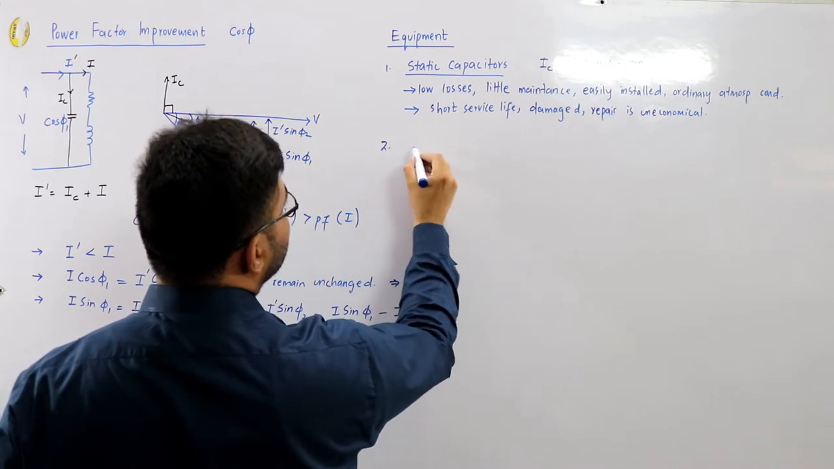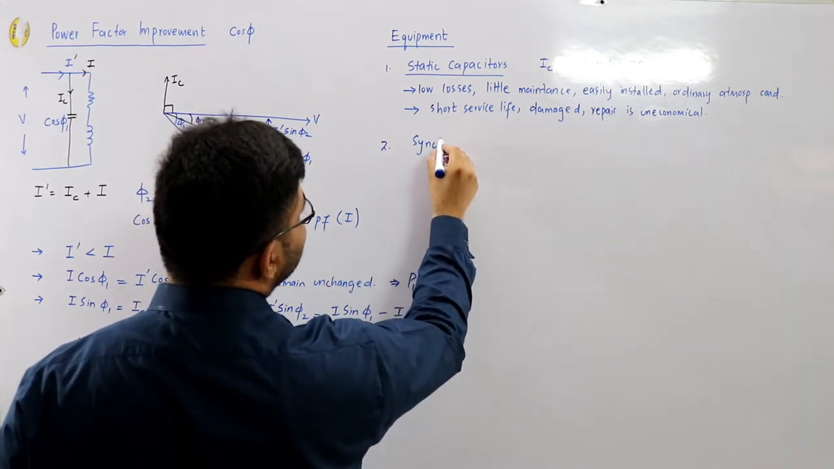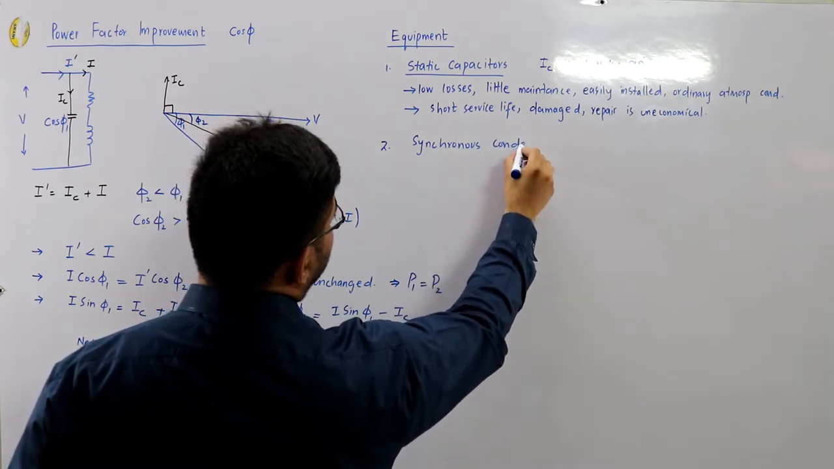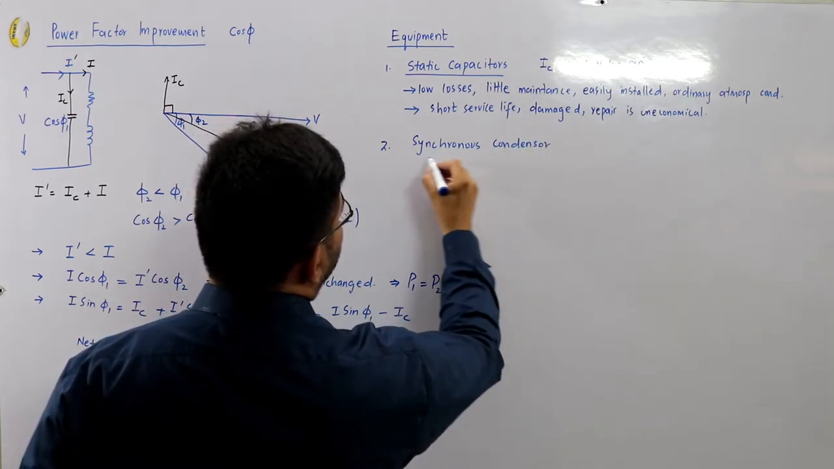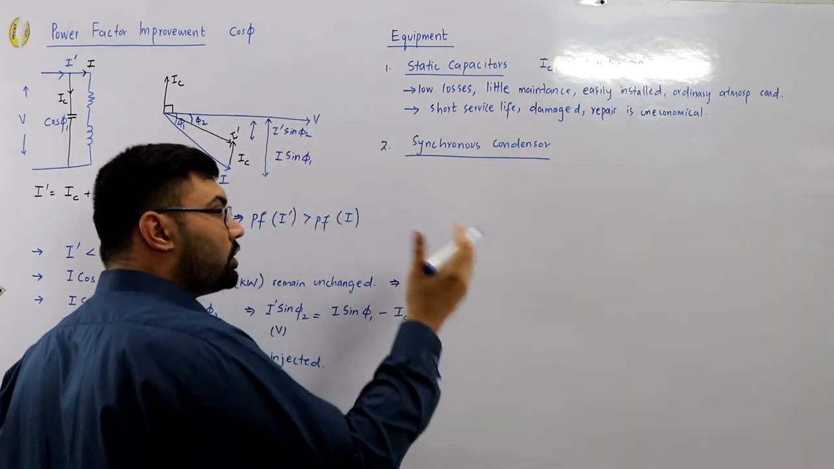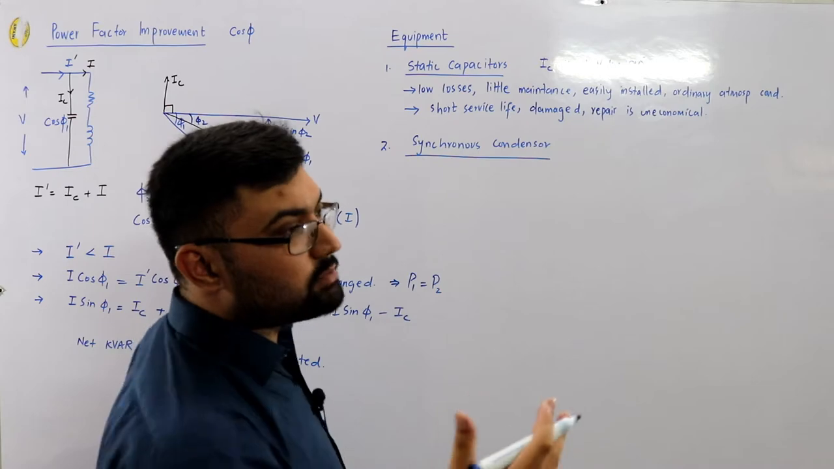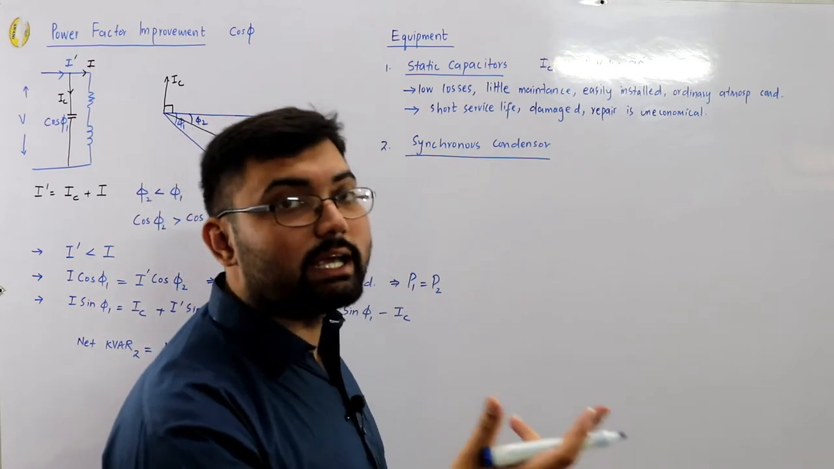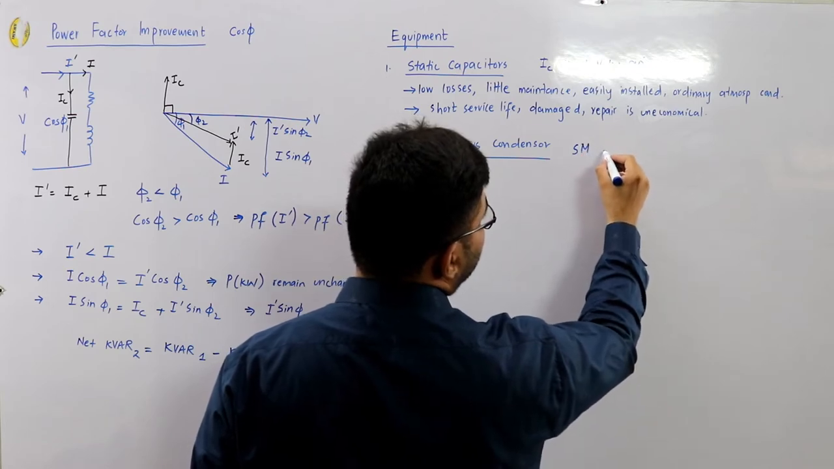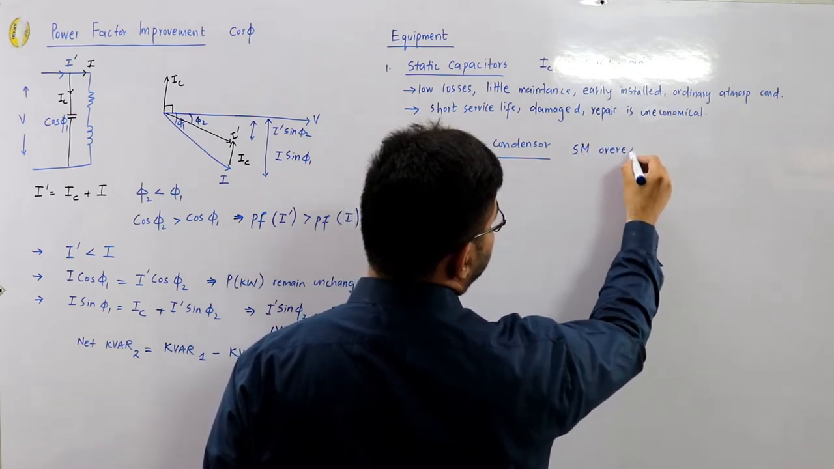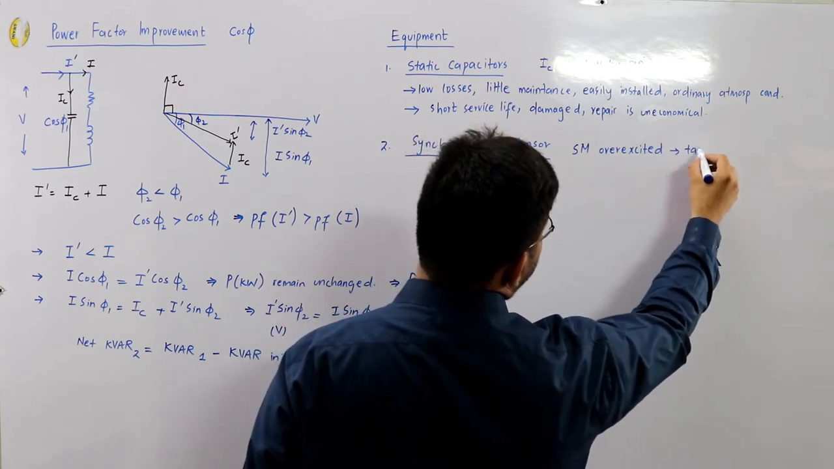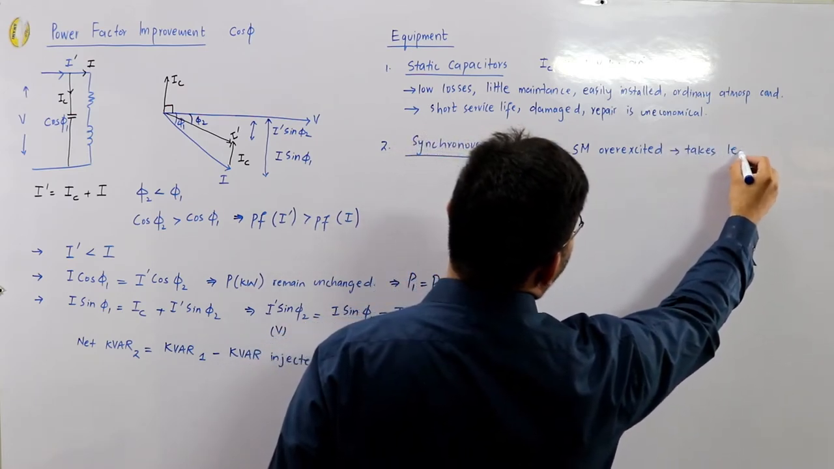Number two is a synchronous condenser. Now, what is a synchronous condenser? A synchronous motor in an overexcited state takes leading current. When the synchronous motor is overexcited, it takes leading current.